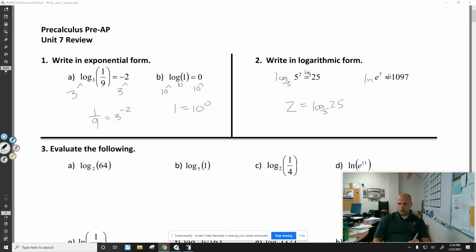Same here, natural log of both sides. E to a power is log base E. Natural log is the same as log base E. That's a good review. Log is the same as log base 10. That's a good review too. So I get 7 equals the natural log of 1097. It's not equal to, it's approximately.